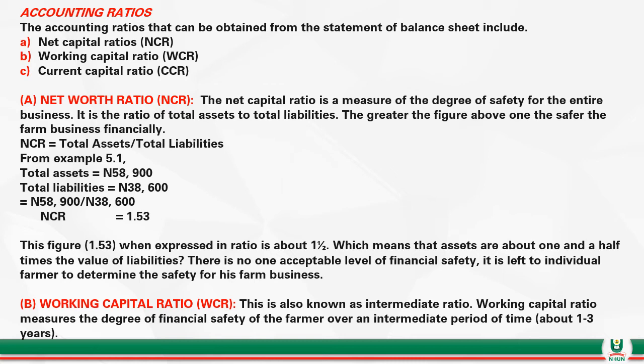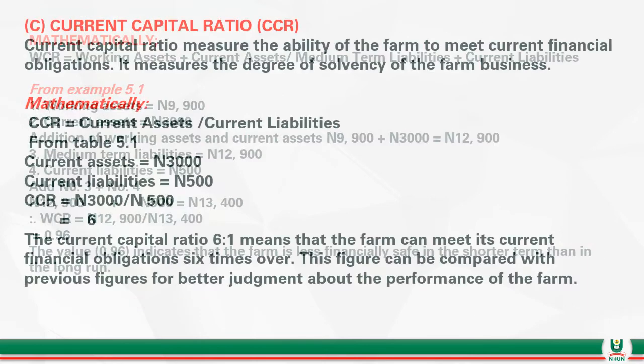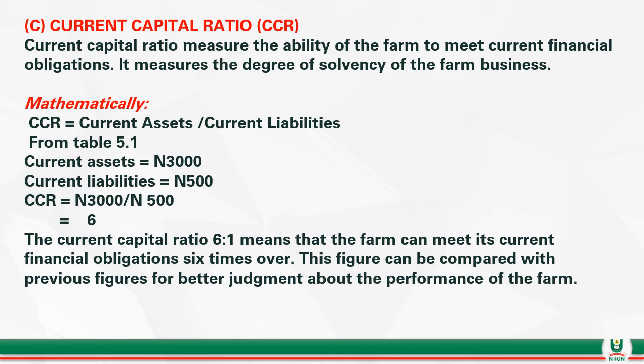So B is the working capital ratio. This is also known as the immediate ratio. The working capital ratio measures the degree of financial safety of the farmer over an immediate period of time. That's about 1 to 3 years. The current capital ratio measures the ability of the farm to meet current financial obligations. It means it measures the degree of solvency of farm businesses.